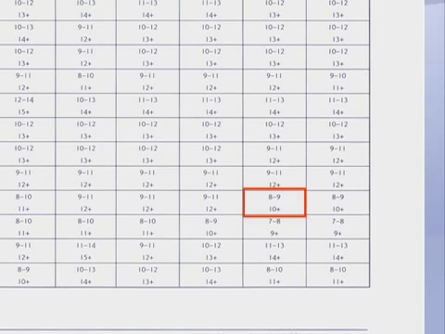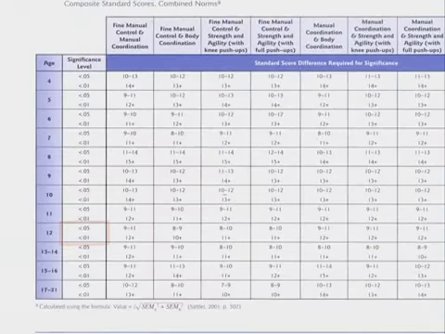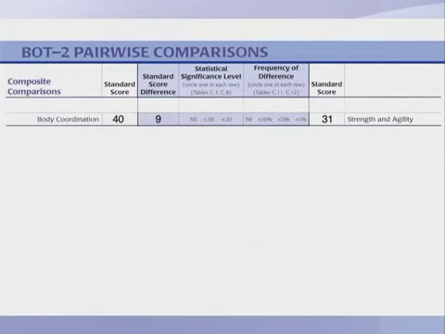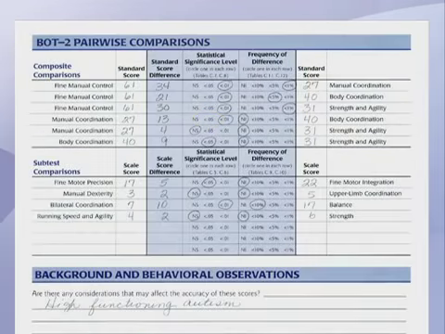A statistically significant difference is a reliable difference, which means you can be confident that the individual's true motor proficiency is different in these areas. For this individual, the difference exceeds the value corresponding to 5%, which means you can be 95% confident that a true difference exists. Differences in proficiency across the 4 motor areas are relatively common in the norm population.